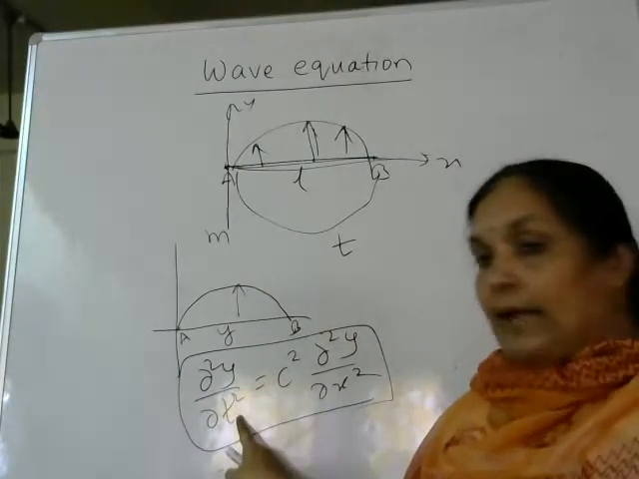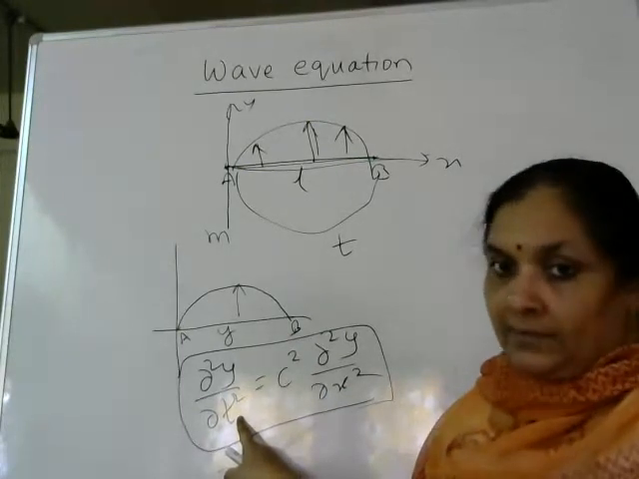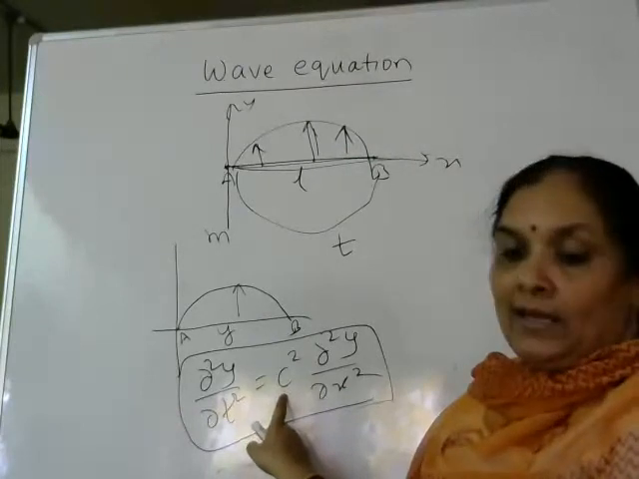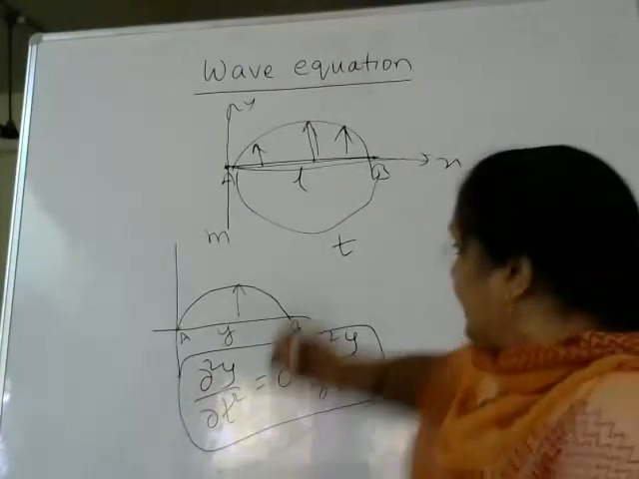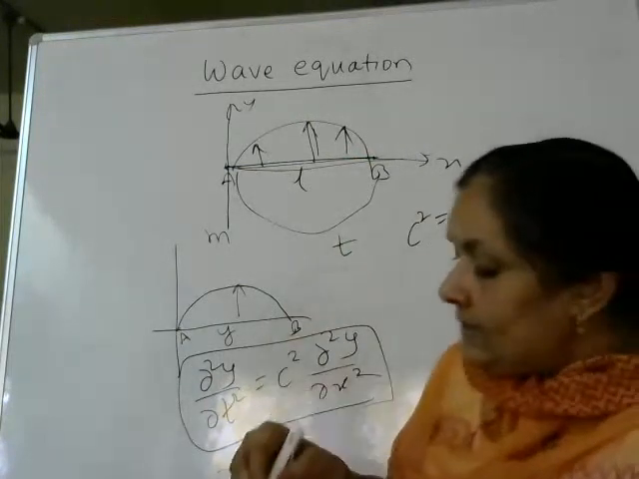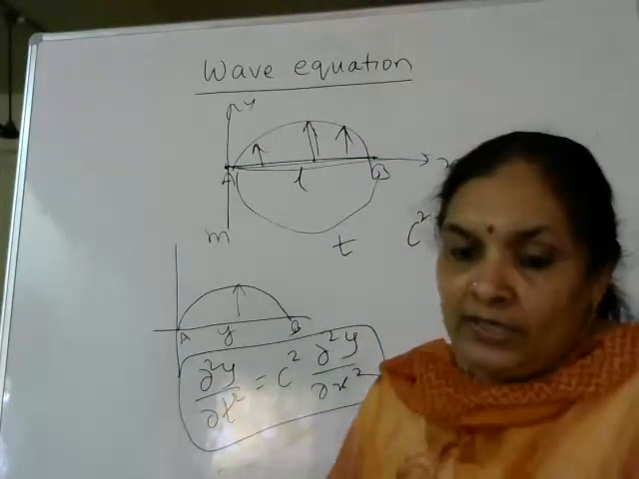T represents the time, initially or after some time, after 20 minutes, after 30 minutes. C square is some constant value. That C square value is taken as capital T by M, where T represents the tension and M represents the mass of the spring.